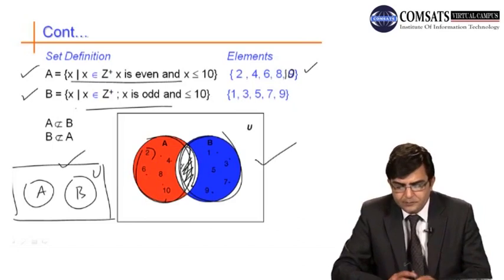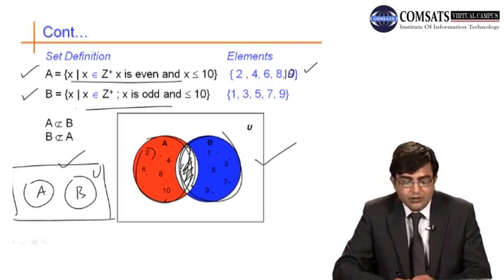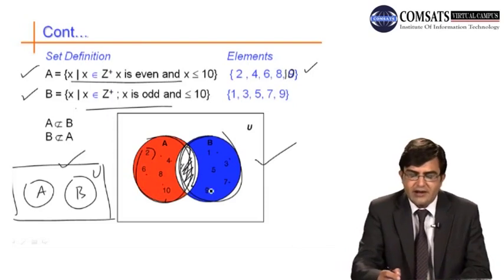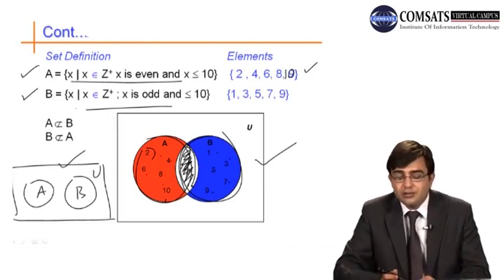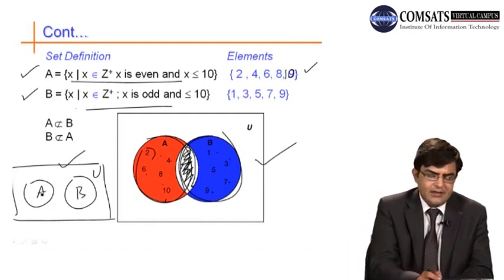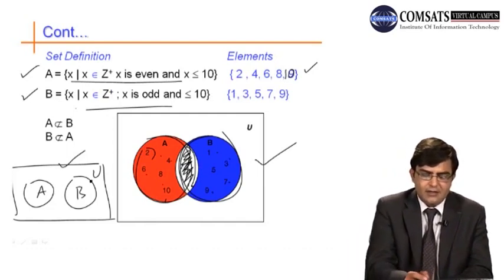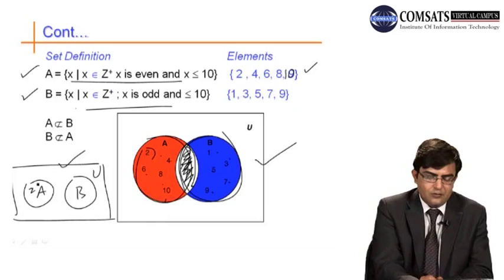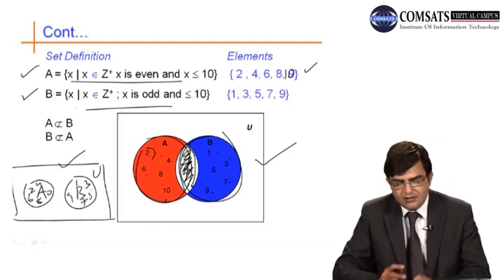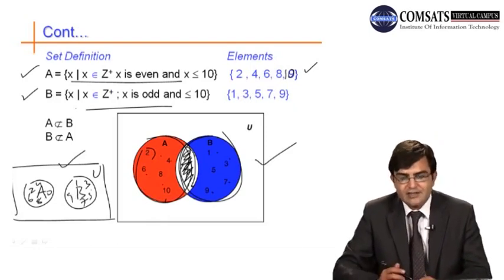So we can express these sets using Venn diagram either like this or like this. We do not write any element in the common region, or we can separately construct two sets A and B. Here we can write 2 4 6 8 10, here we can write 1 3 5 7 9. So these are two separated or disjoint sets.